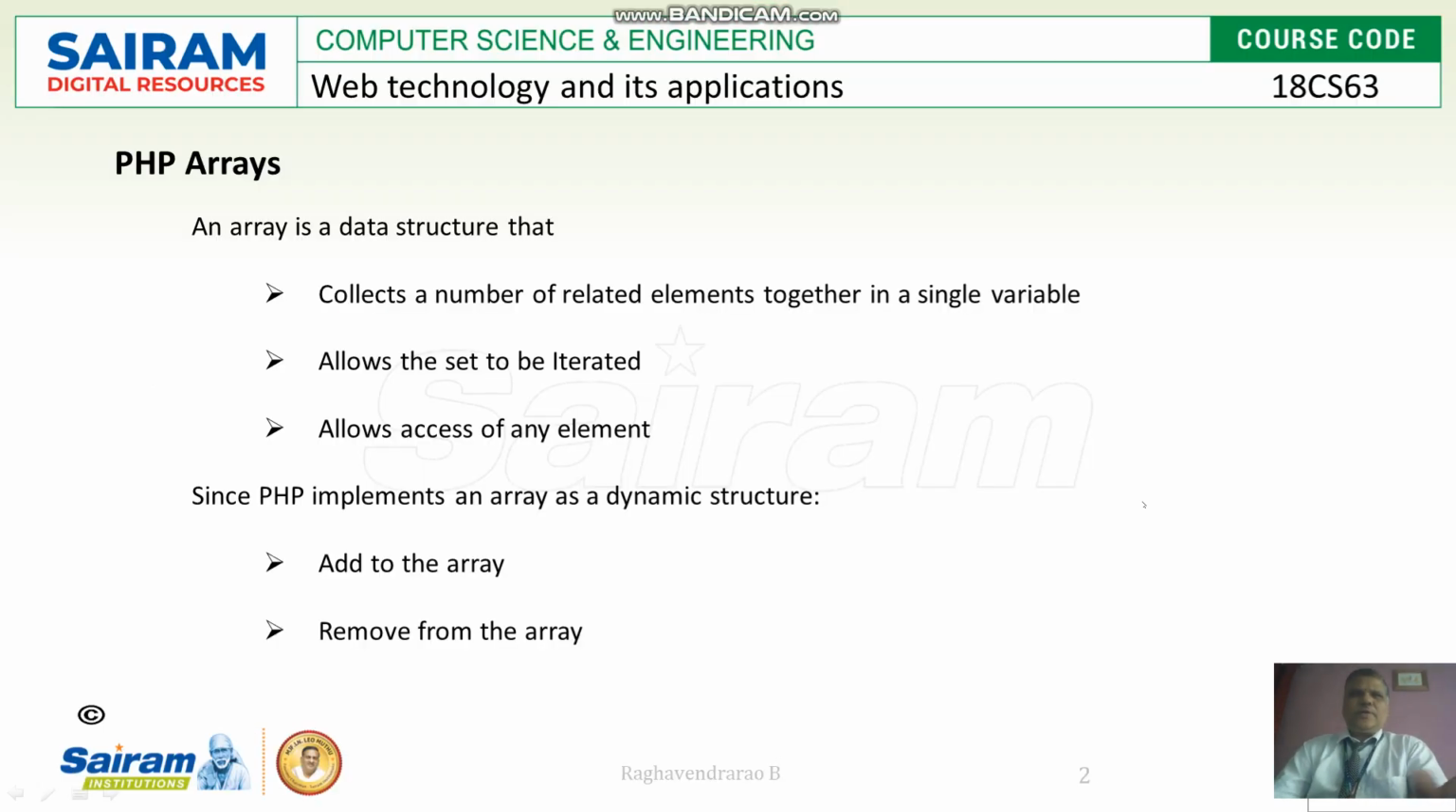Now first let us see what an array is. It is a simple data structure where related elements are stored in a particular variable. In a simple manner we can define it like that. With this array we can iterate it, we can go on looping through those elements, access those elements, retrieve the data, and add data. As it is a dynamic structure, we can add to an array and remove elements from the array, so it is possible.